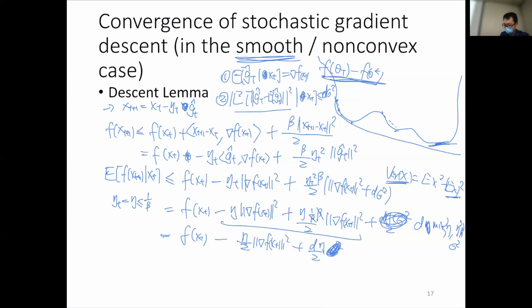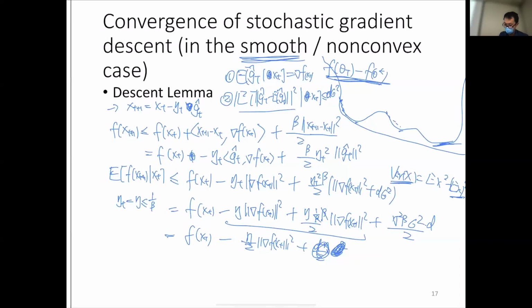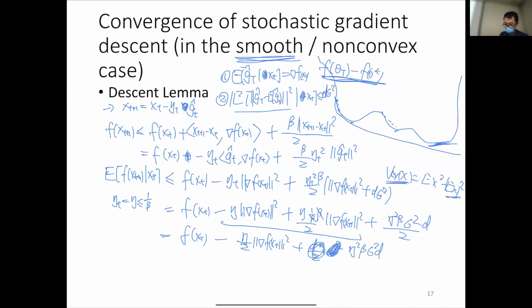Yeah, I can take the min of these two. Yeah, in fact, let me just use this eta square beta. So I will be using this eta square beta sigma square for the second term, right? And I'm gonna use this eta term for this gradient one. So then multiply with d, and this is gonna save us some trouble later. So eta square beta sigma square d over 2.